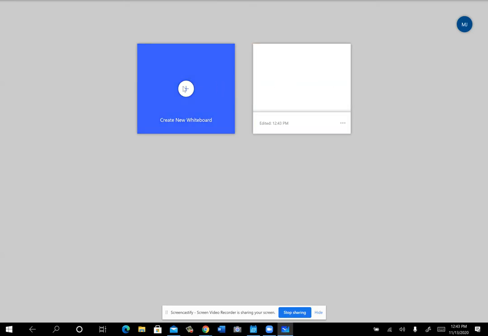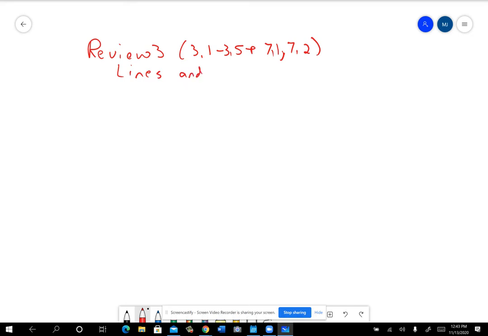Okay, I'm going to create a video of some of the review problems since we're not in class together. I'm looking at problems off of the review that's posted in my math lab that goes with sections 3.1 to 5.5 and 7.1 and 7.2. So this has to do with lines and slope. All right, so I thought we'd look at several of these.